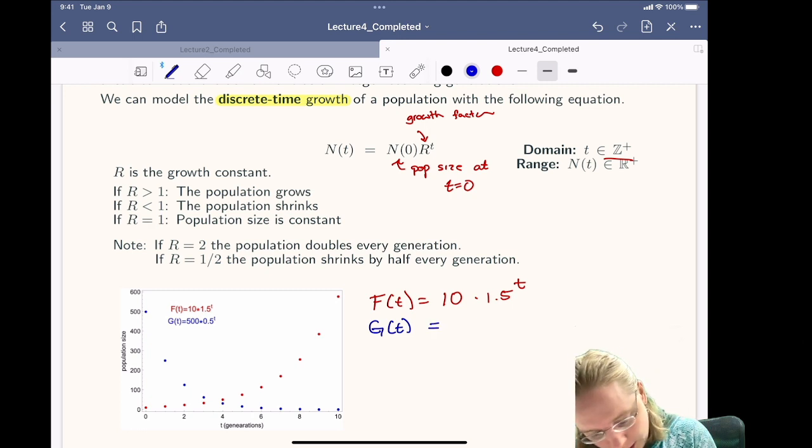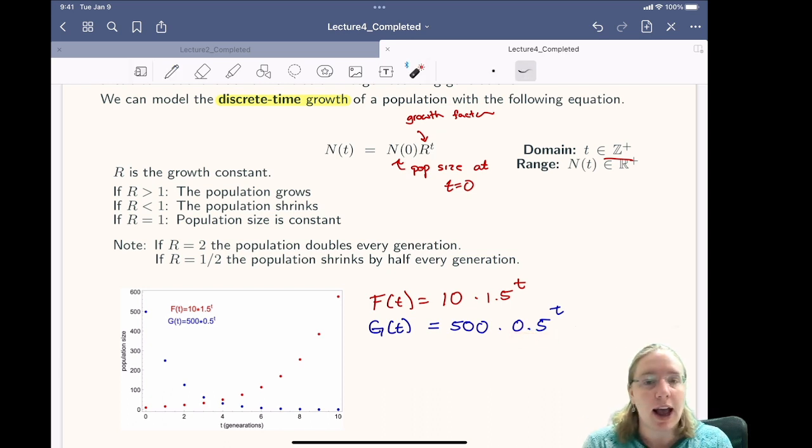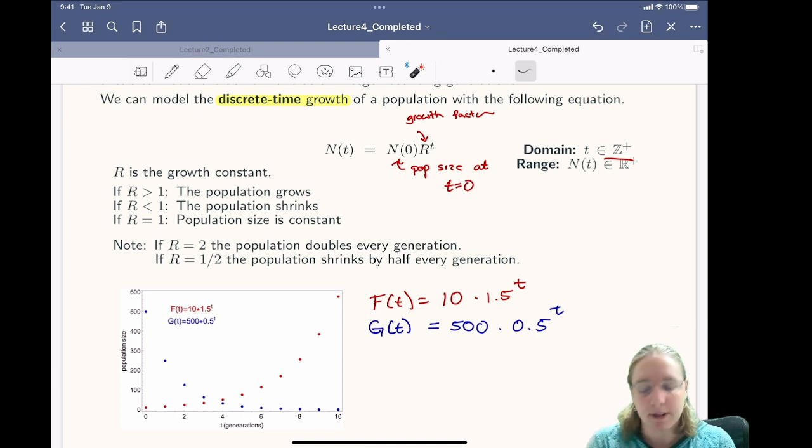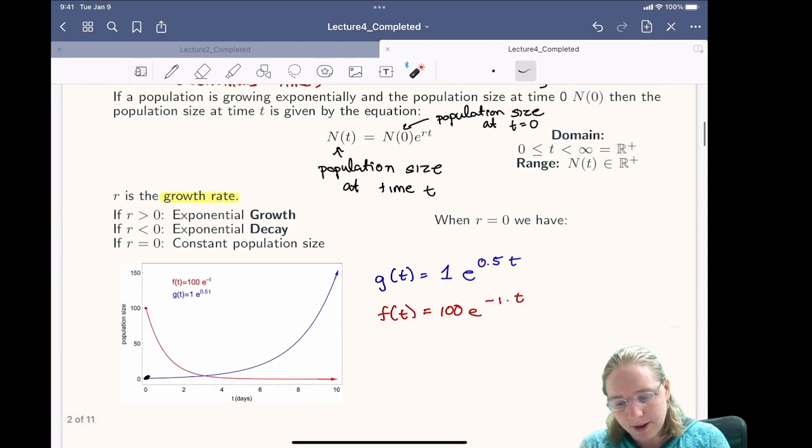and we have our initial population size of 500, and we have a value of r that is less than 1, then the population is going to shrink every generation, and in particular, in this case, it's going to get half as small every generation. So we're going to take half of the size. So we start with 500, and in the next generation, we end up with 250, and the generation after that, we end up with 125, and so forth. All right. So that is discrete time growth versus continuous time growth.